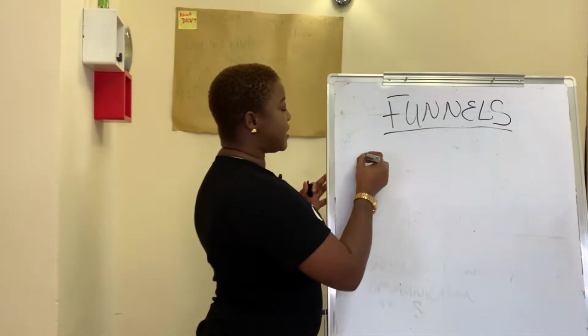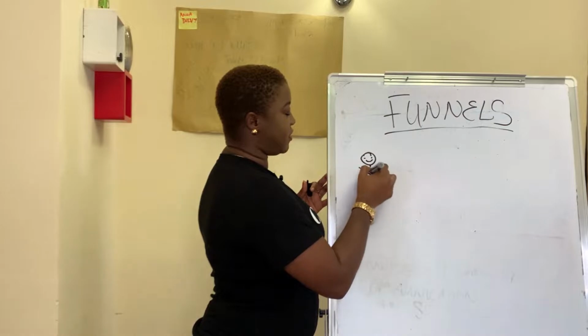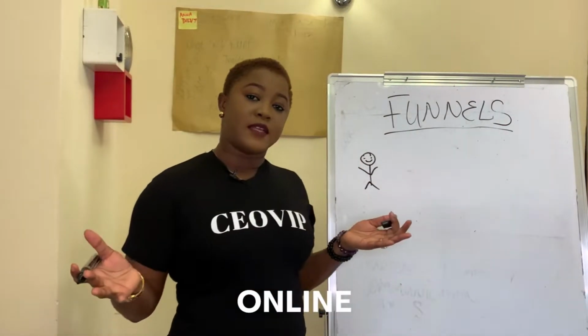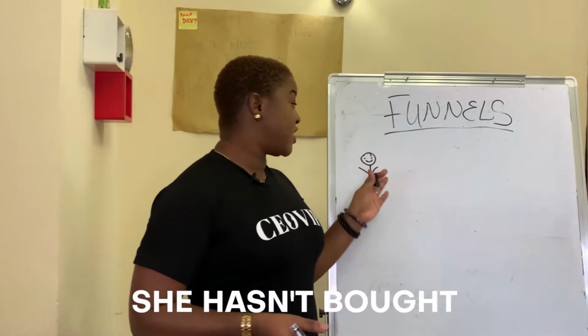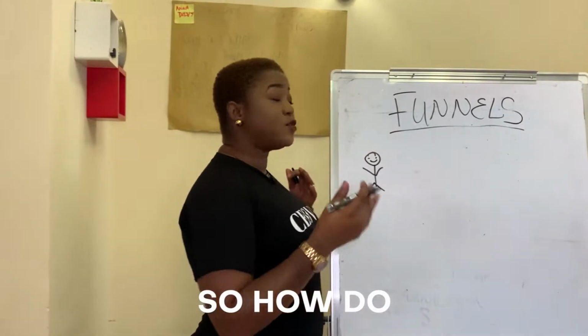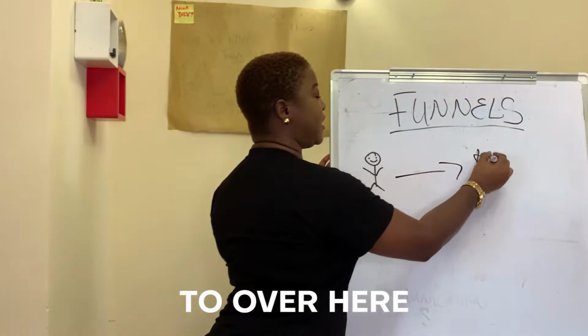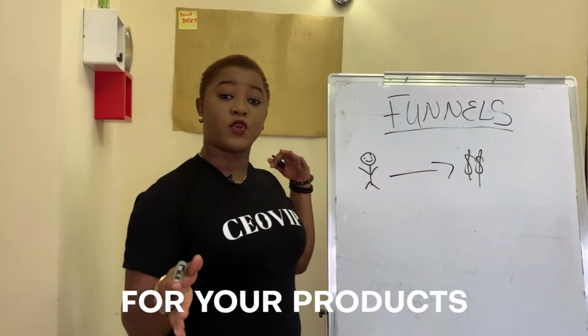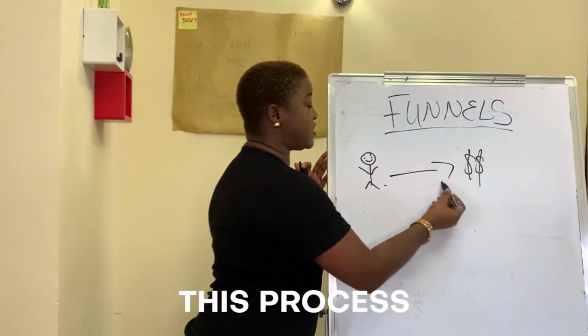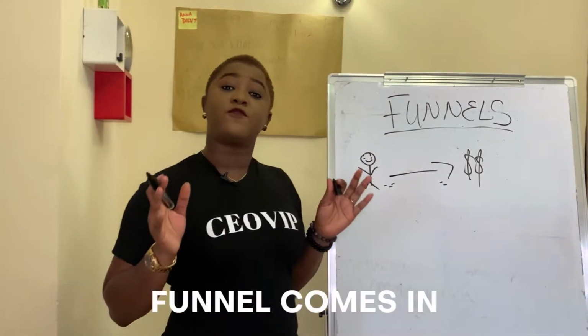So you meet ABC over here online and she's a stranger. She hasn't bought from you yet. So how do you get ABC from over here to over here where she pays for your product or your service? This process right here is where your funnel comes in.